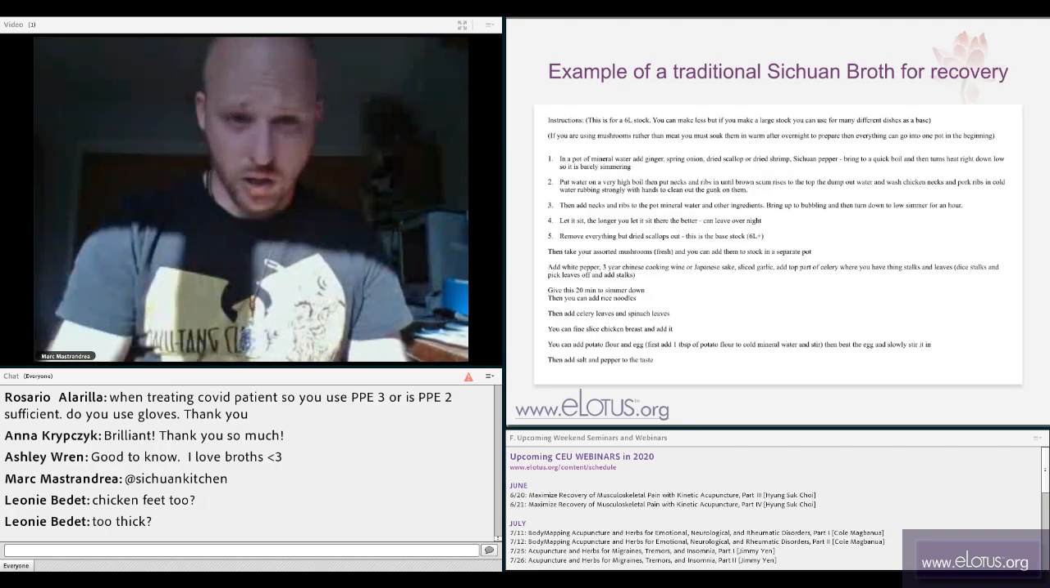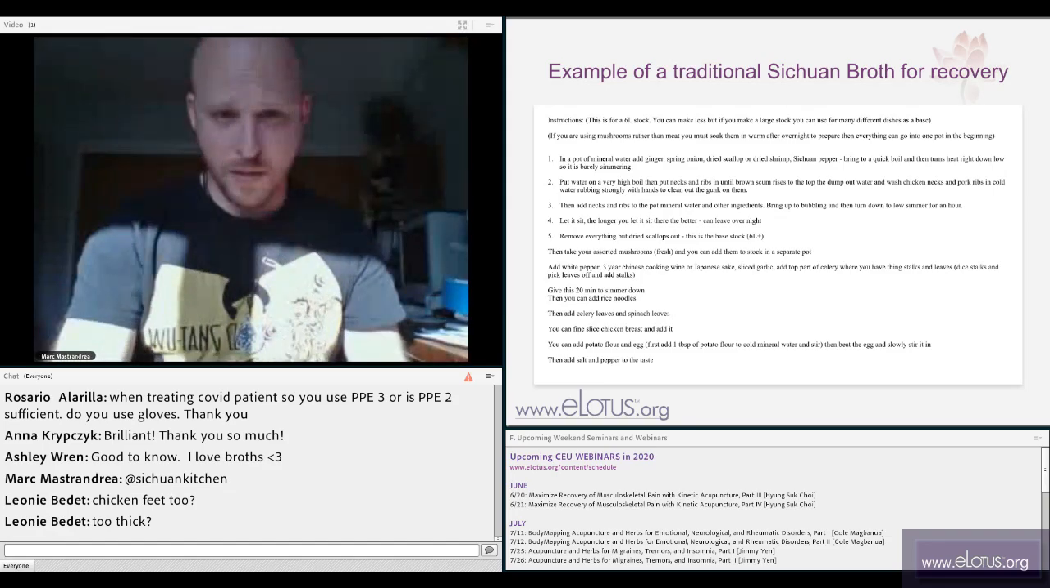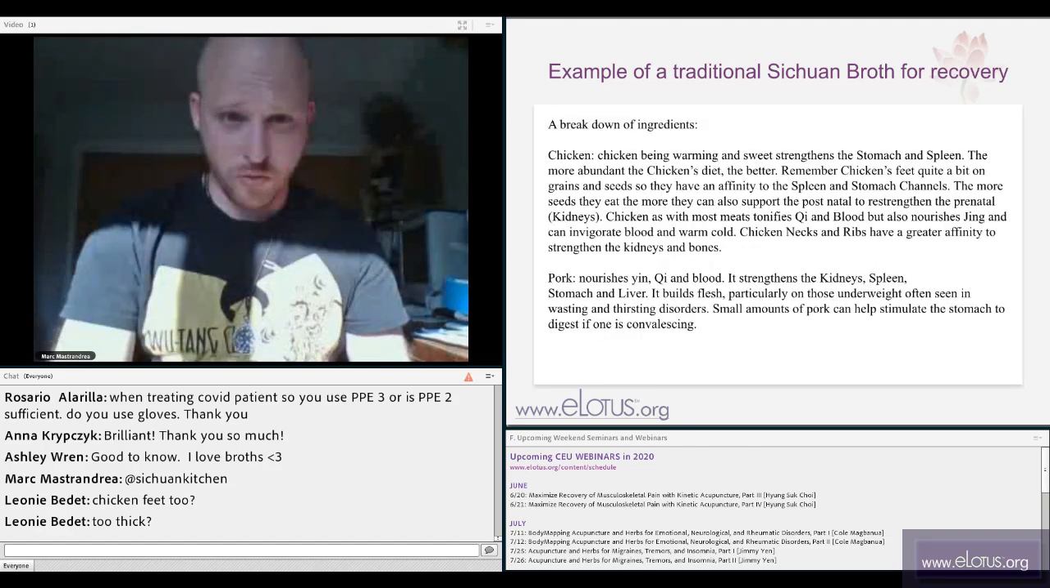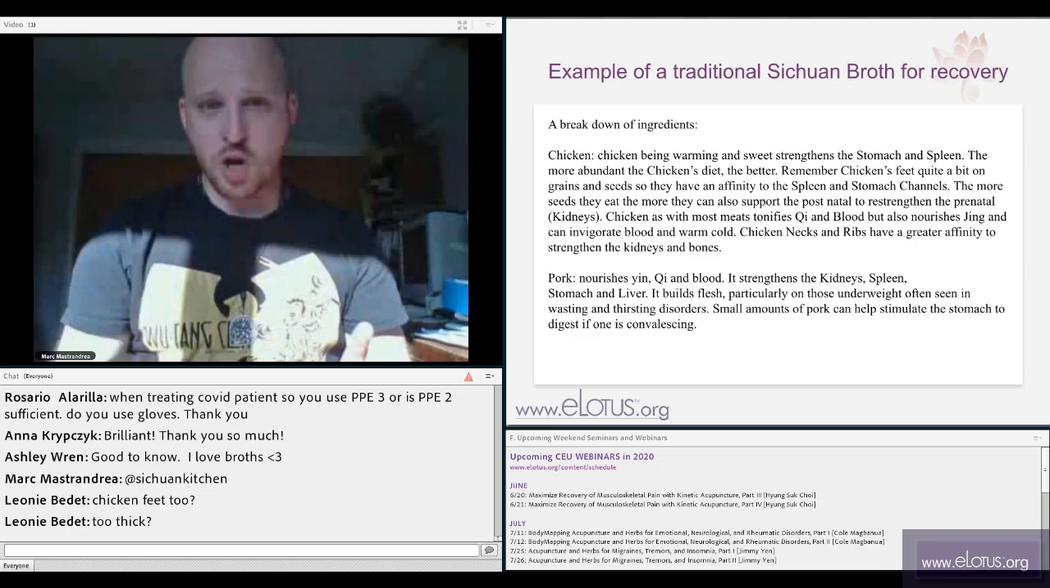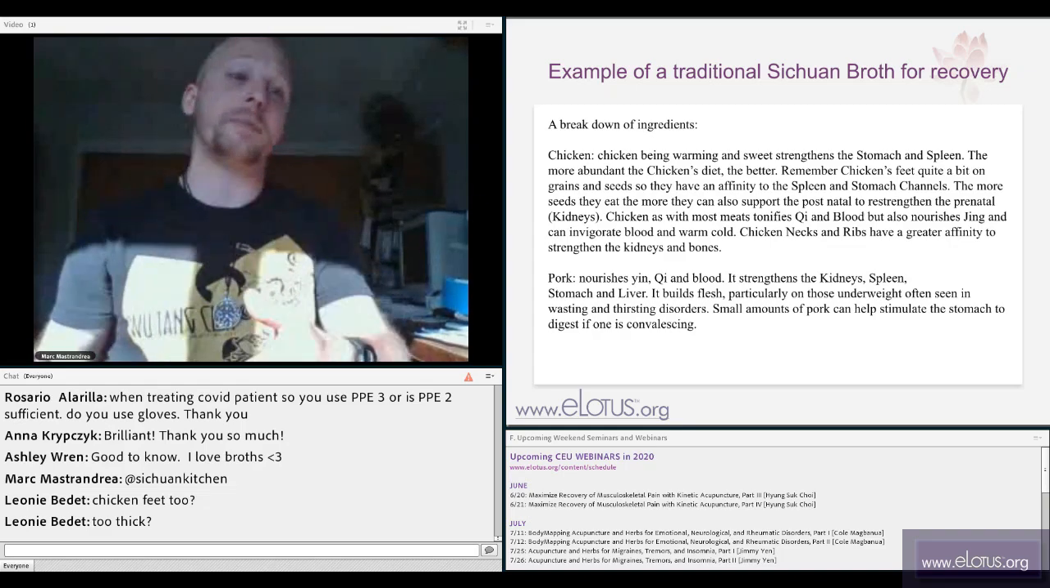So this is all directions that we're going to go through. I'm not going to talk about it, but you guys can go through them, and it'll explain how to make this step by step. Then I go through in here a breakdown of everything and how it's used in Chinese medicine. Chicken being warming, strengthening the stomach and spleen. Pork nourishes yin qi, particularly for people who become yin deficient.